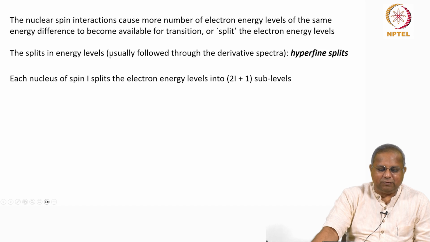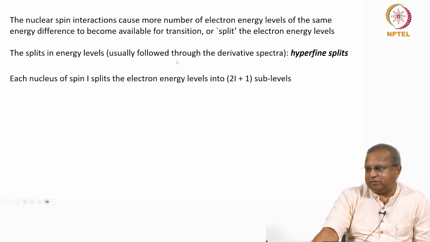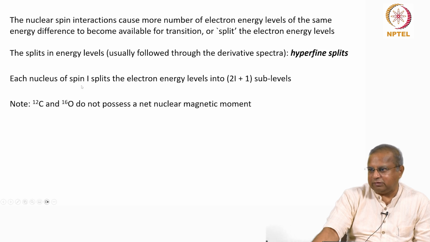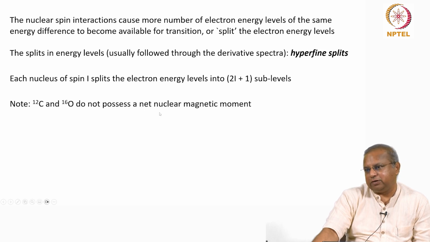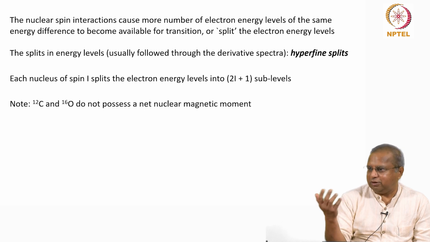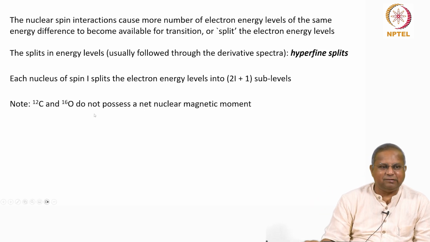Each nucleus of spin I splits the electron energy levels into 2I plus 1 sublevels. You can work this out and so on and so forth. However, note that only some nuclei possess a net magnetic moment. For example, 12C and 16O do not possess a net nuclear magnetic moment. So, if you are dealing with 12C and 16O, then you do not have to worry about the nuclear hyperfine interactions at all for that molecule alone. This is only for a molecule. In a compound, there will be so many other things. At least the nearest neighbors will matter.